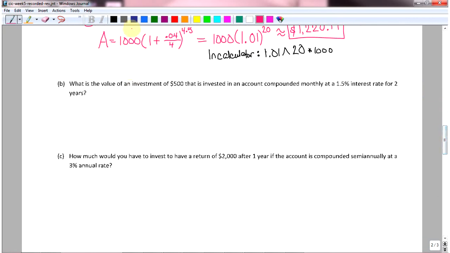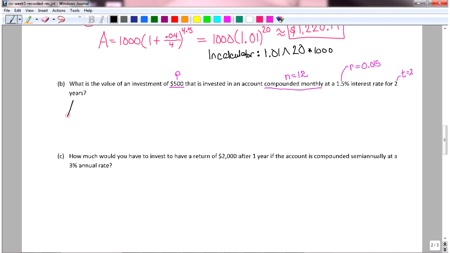What is the value of an investment of $500? Okay, so they're investing $500, so that's my principal. That is invested in an account compounded monthly. Well, if something's compounded monthly, that means it's compounded how many times in a year? 12. So that's our value of N. At a 1.5% interest rate, so what is R? Make sure you don't say that R equals 1.5. It has to be the decimal form. So 0.015 for 2 years. Okay, so T is our time in years, so T is 2.